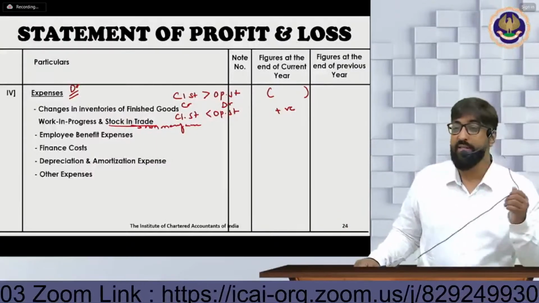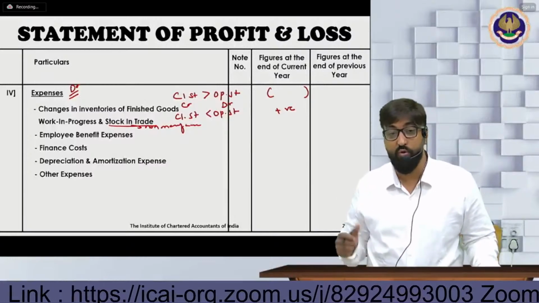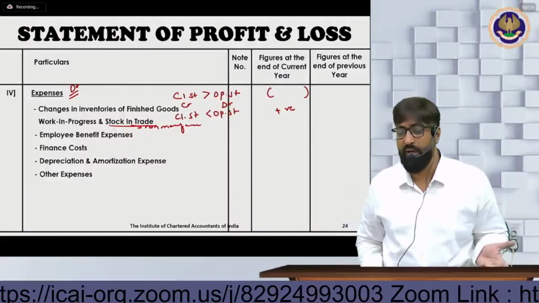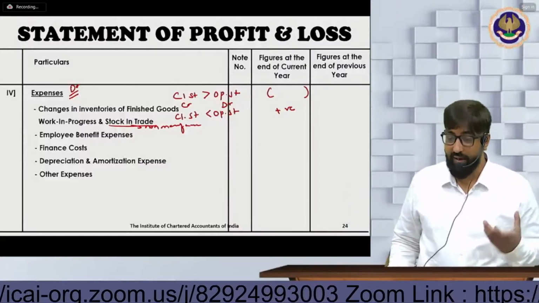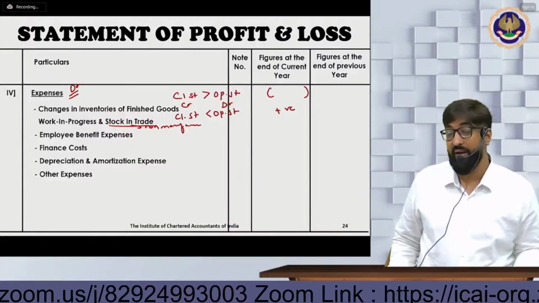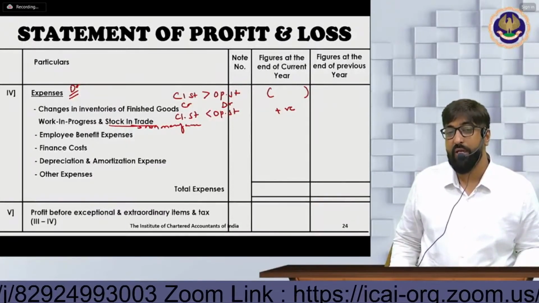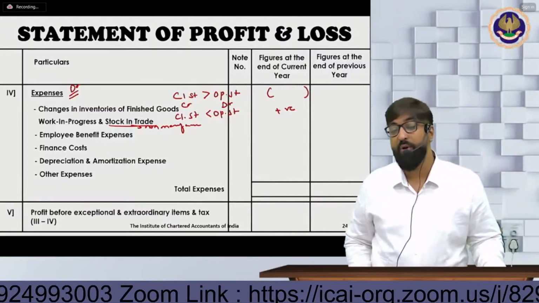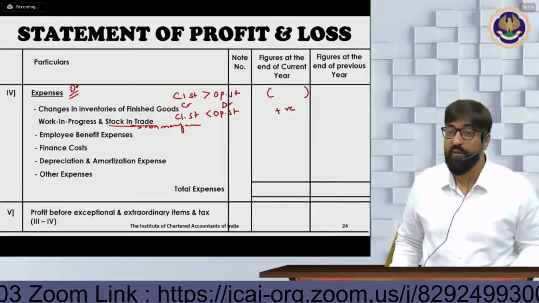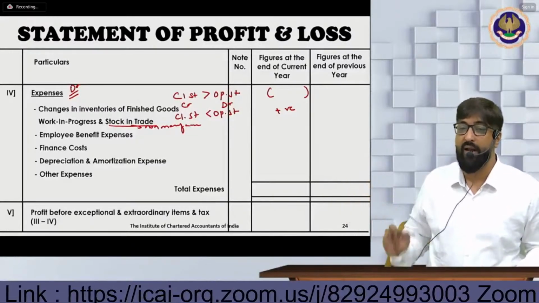So amortization expenses. Amortization means what? Accounting Standard 26. We use the word amortization expenses. And other than that, if you have any expenses, you can categorize them like administration expenses or selling expenses. Otherwise, you can categorize them in other expenses. So we'll take total expenses. After total expenses, we will consider profit before exceptional and extraordinary items. I hope you are already aware of exceptional and extraordinary items. Accounting Standard 5 deals with exceptional and extraordinary items.